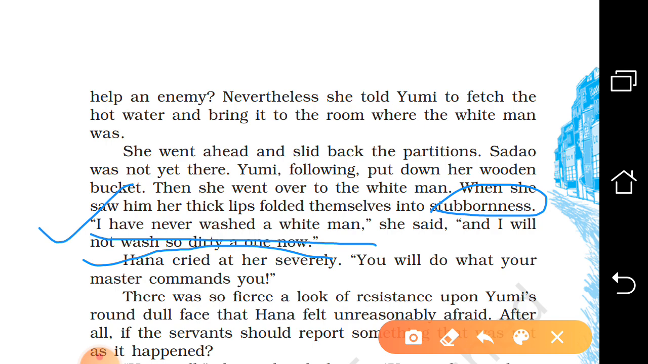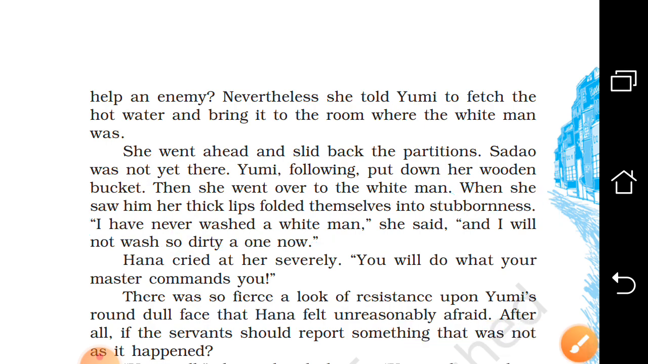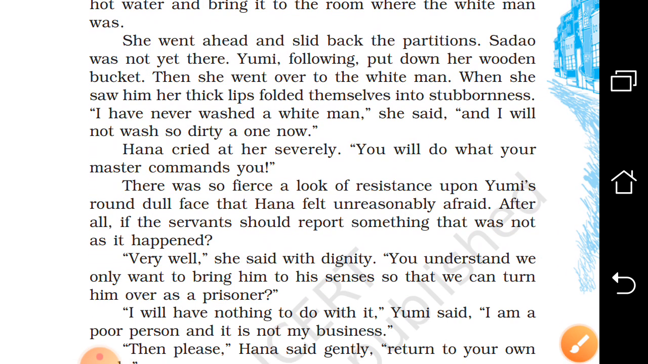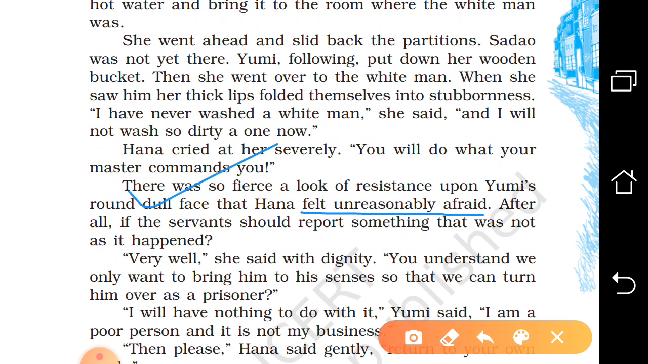Hannah cried at her severely. Hannah, being the mistress of the house, shouted at her, "You will do what your master commands you." She shouted at Yumi, telling her that she must obey. There was so fierce a look of resistance upon Yumi's round, dull face that Hannah felt unreasonably afraid. Even the mistress of the house was frightened by the look of that old lady.